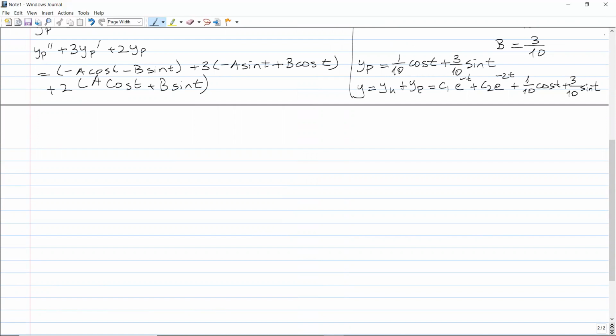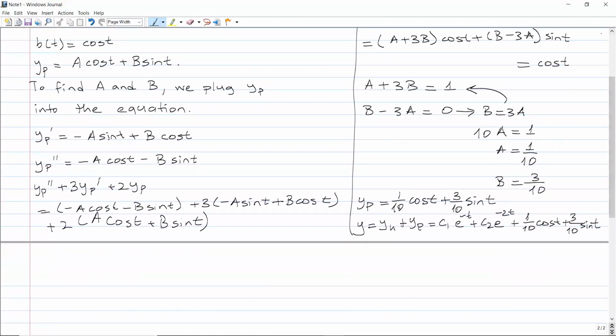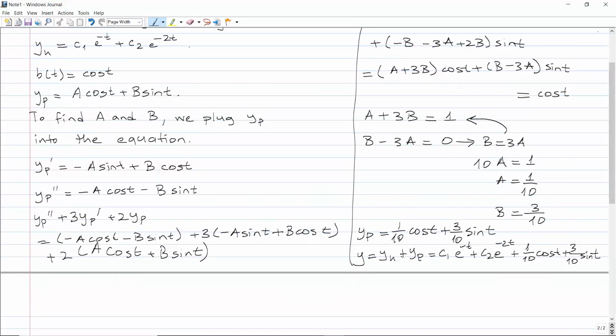So again, maybe let's consider the general procedure again. First, we consider the homogeneous equation, so we set the left side of the equation equal to 0. And then we find the general solution of the homogeneous equation. We call it y sub h.